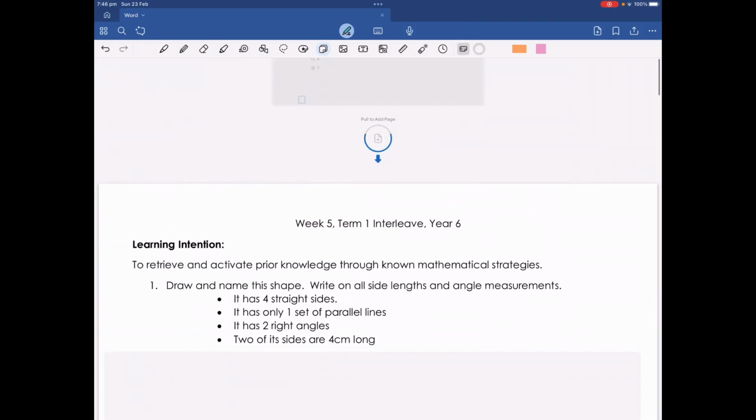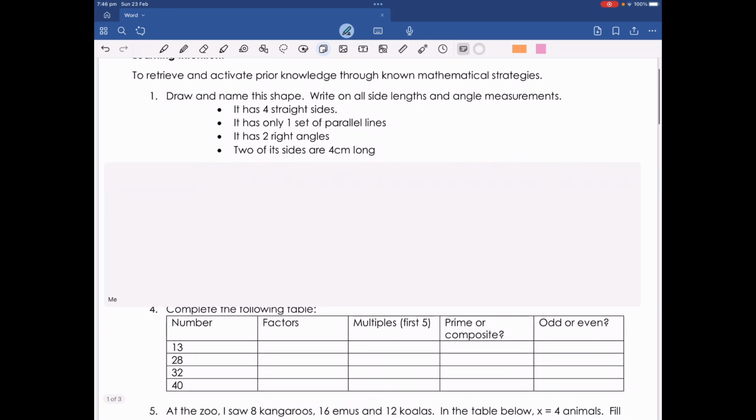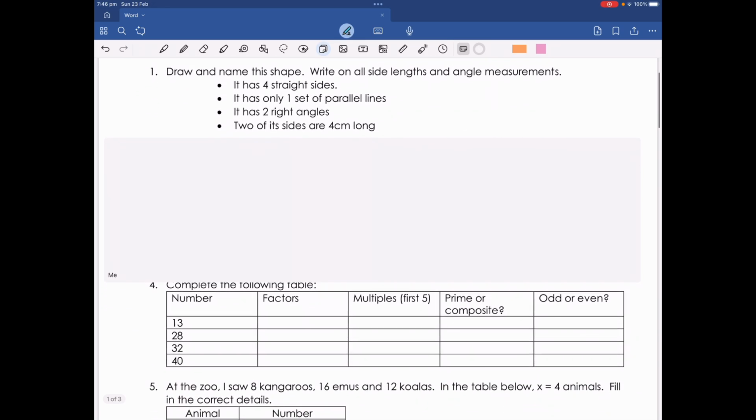Alright, let's get going on our week 5 interleaved. So, first question. Draw and name this shape. Write on all side lengths and angle measurements.